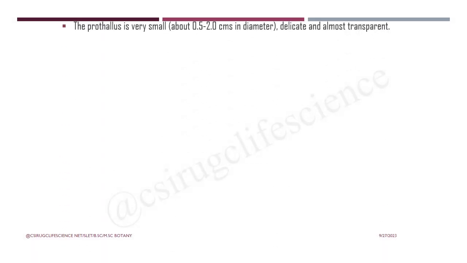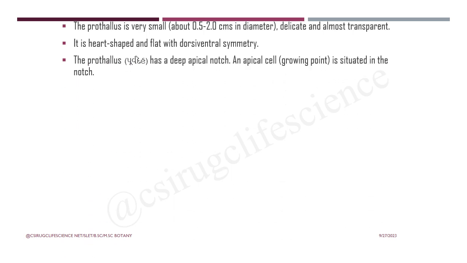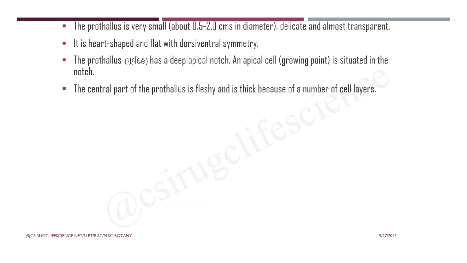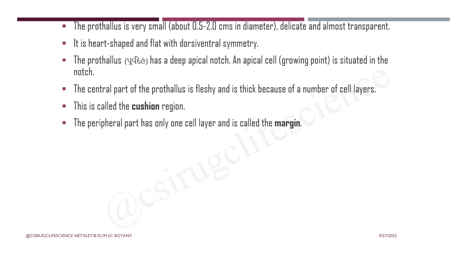The prothallus is very small, delicate, and almost transparent. It is heart-shaped and flat with dorsiventral symmetry. The prothallus has a deep apical notch. An apical cell is situated in the notch. The central part of the prothallus is fleshy and thick because of a number of cell layers. This is called the cushion region. The peripheral part has only one cell layer and is called the margin.